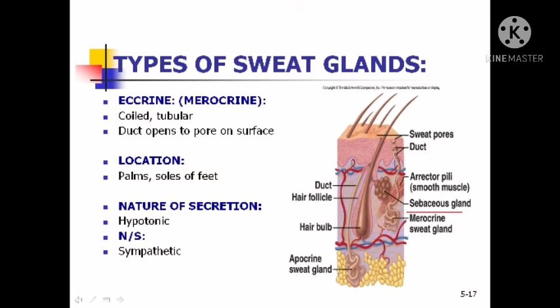The types of sweat glands. The eccrine, also called the merocrine sweat glands. They are coiled tubular. Their ducts open to pores on the surface. They are located on the palms and soles of the feet. The nature of the secretion of the sweat is hypotonic, and their nerve supply is from the sympathetic nervous system.